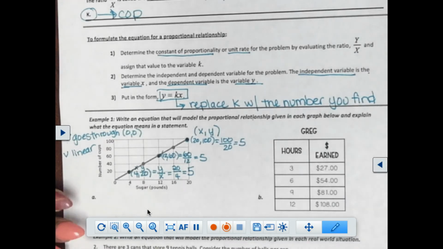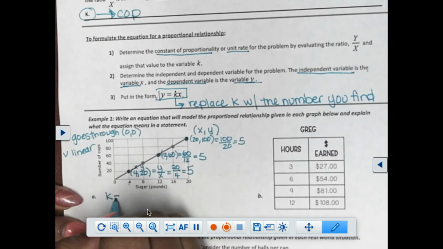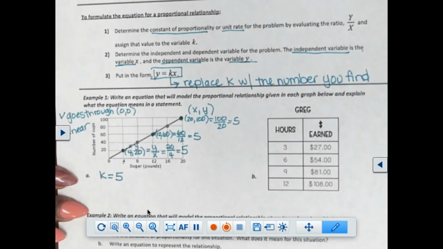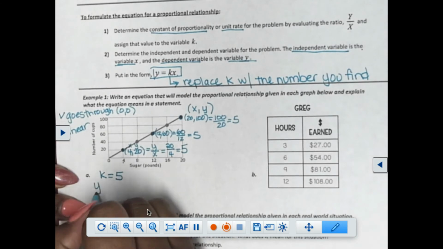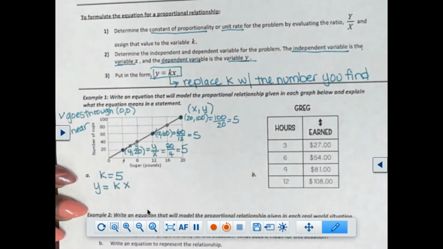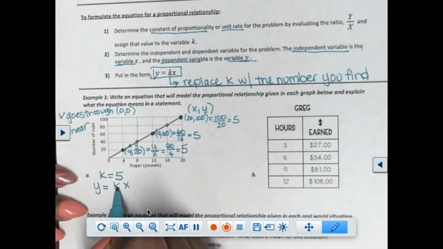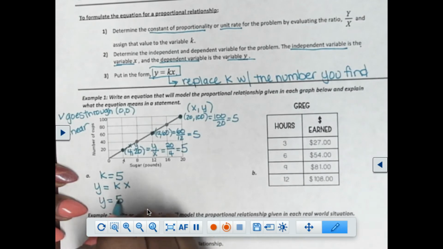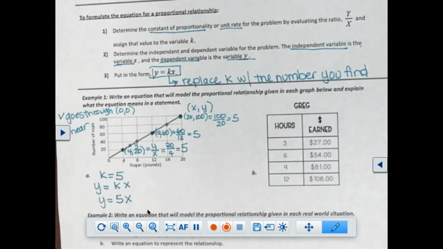So here, I know that my k value is 5, and it tells me to create an equation. Well, the constant of proportionality equation is y equals kx. And I said that all I have to do is replace this value with what they gave me for k. So my equation is y equals 5 times x, okay? Let's look at the table.